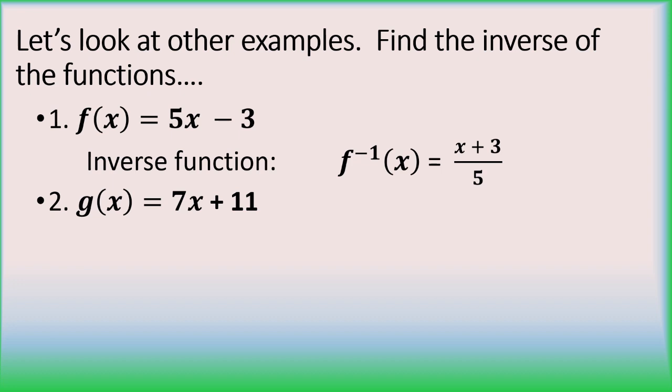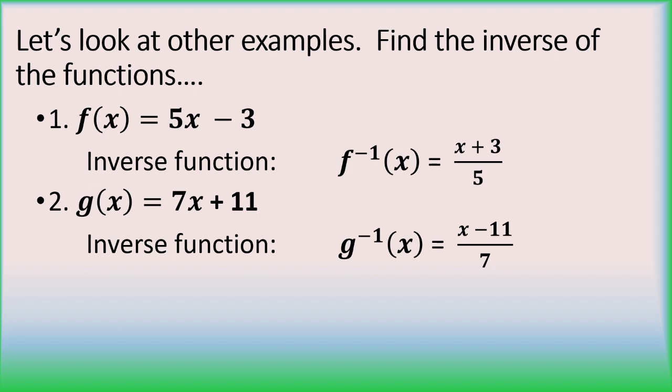Second, g of x is equal to 7x plus 11. Okay, so our last operation is plus 11. So to x, we subtract 11. And then we have here times 7x here. So we have multiplication. Therefore, our inverse for that is division by 7. Therefore, the inverse function would look like g inverse of x is equal to x minus 11 all over 7.